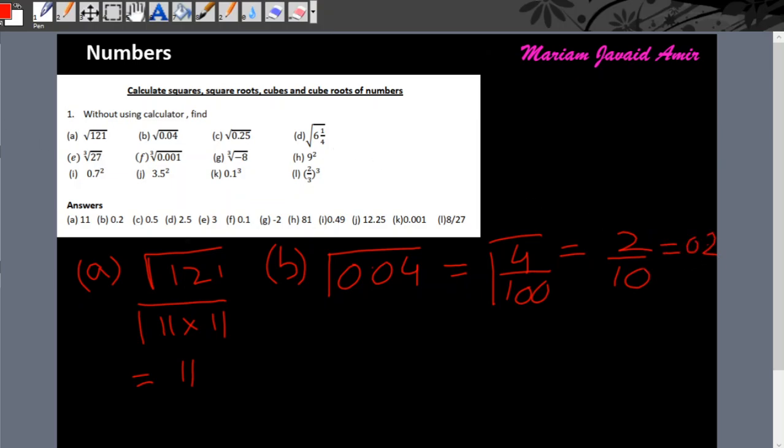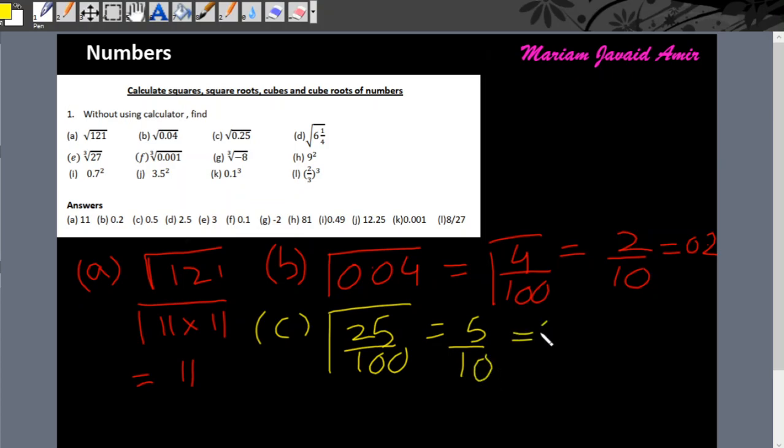Okay. Part C is the square root of 0.25, so I'll write it as 25 over 100, which is 5 over 10, which is 0.5. Okay, let's do part D now, which is the square root of 6 whole 1 by 4.